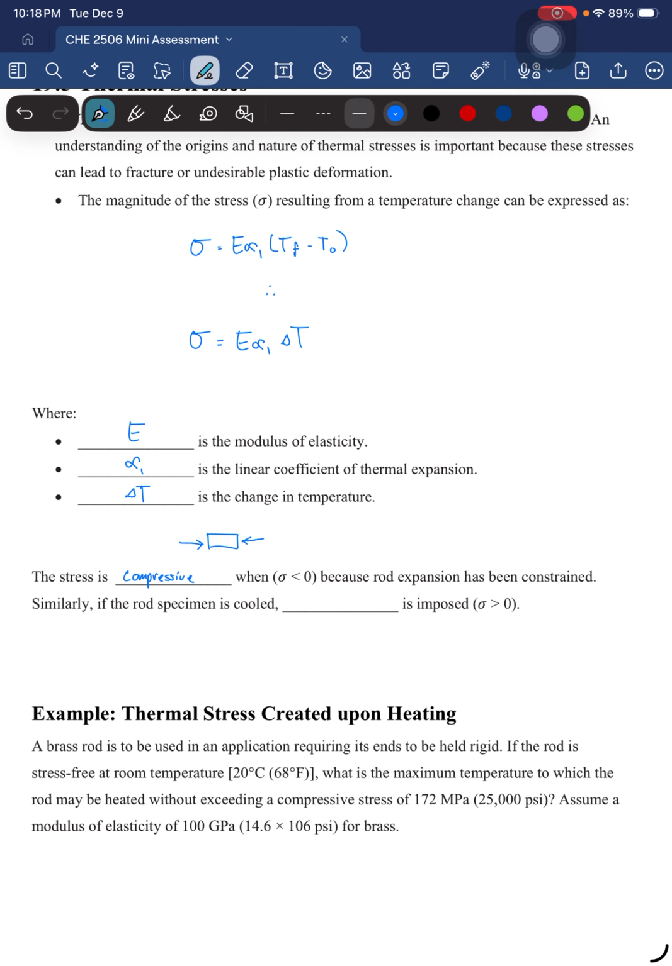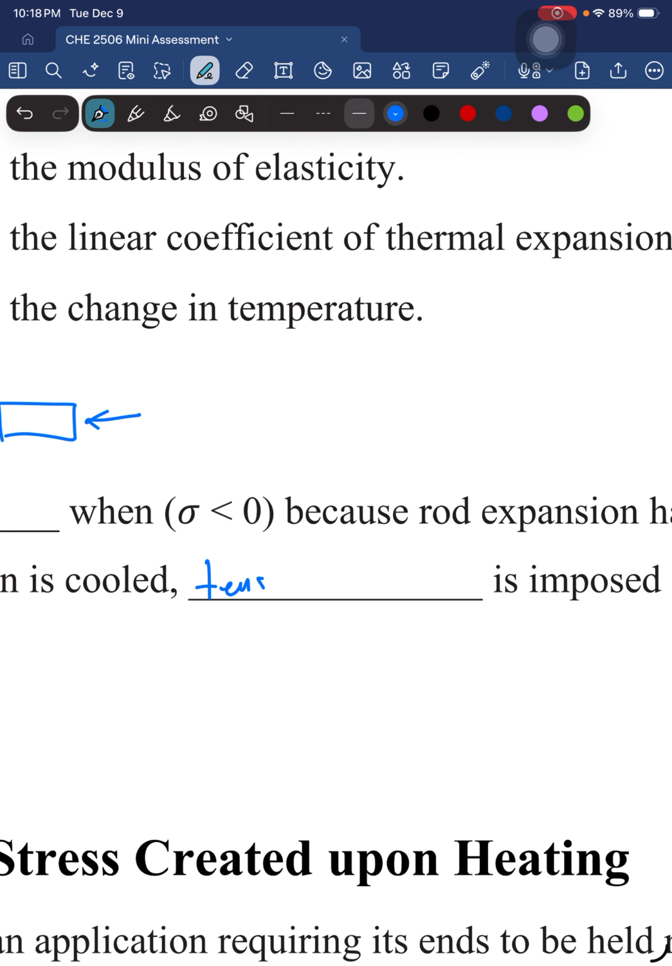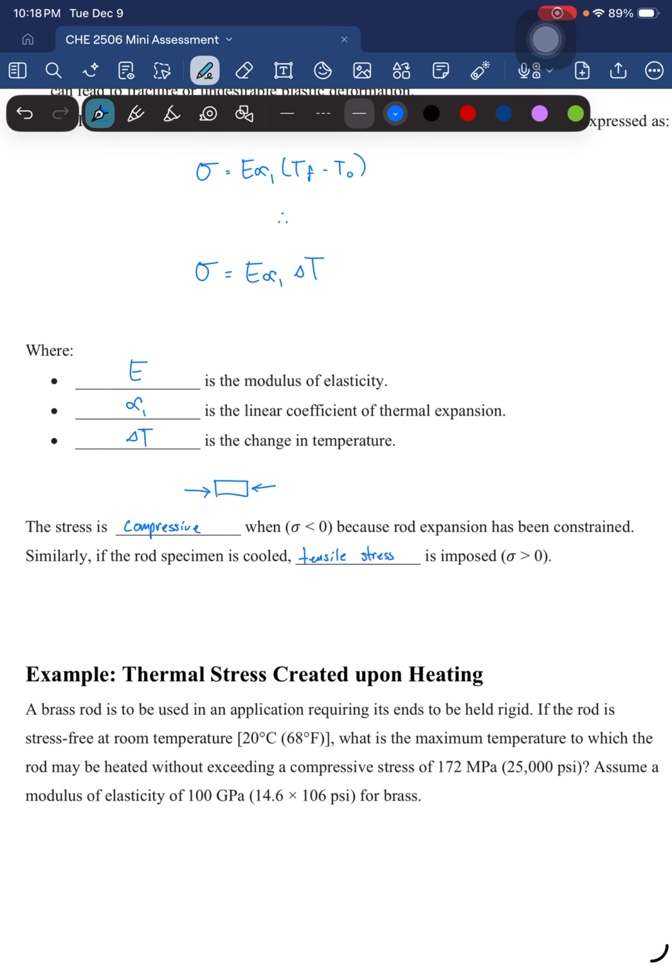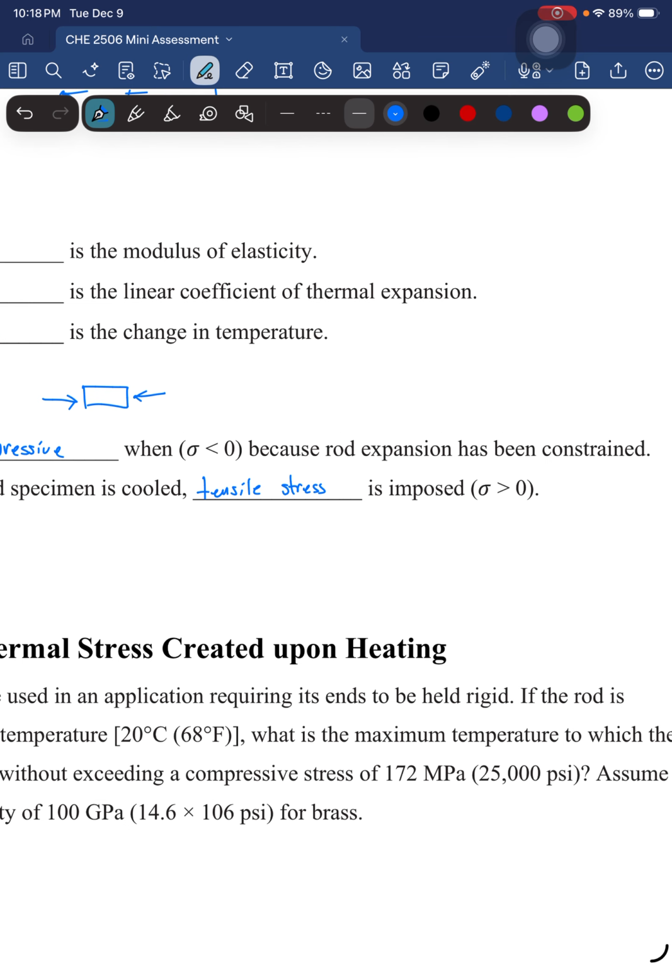Similarly, if the rod specimen is cooled, tensile stress, not strength, apologize, tensile stress is imposed when the stress is bigger than 0. And you can imagine it as a force pulling away.